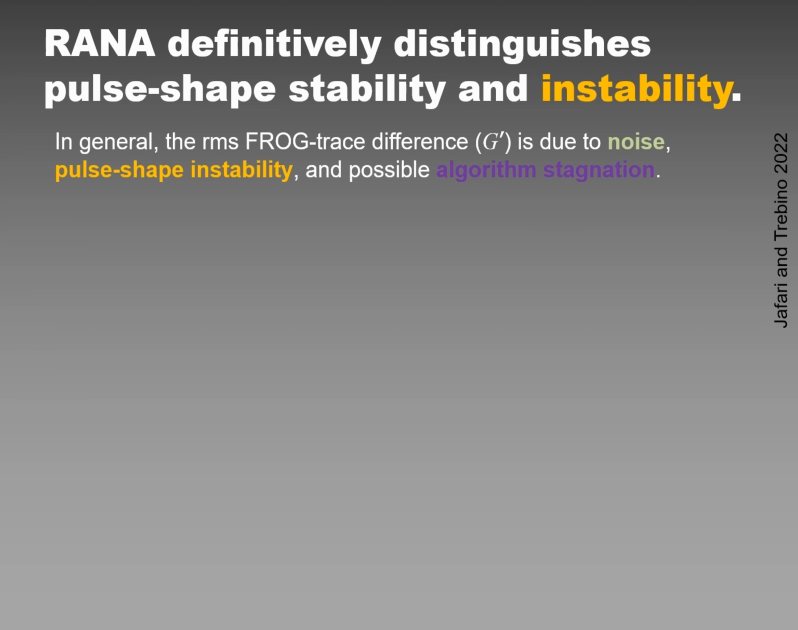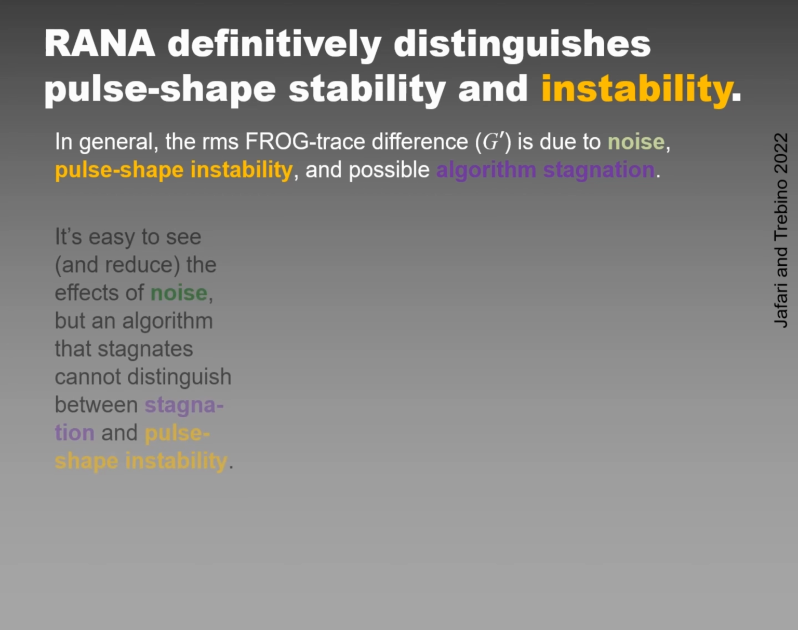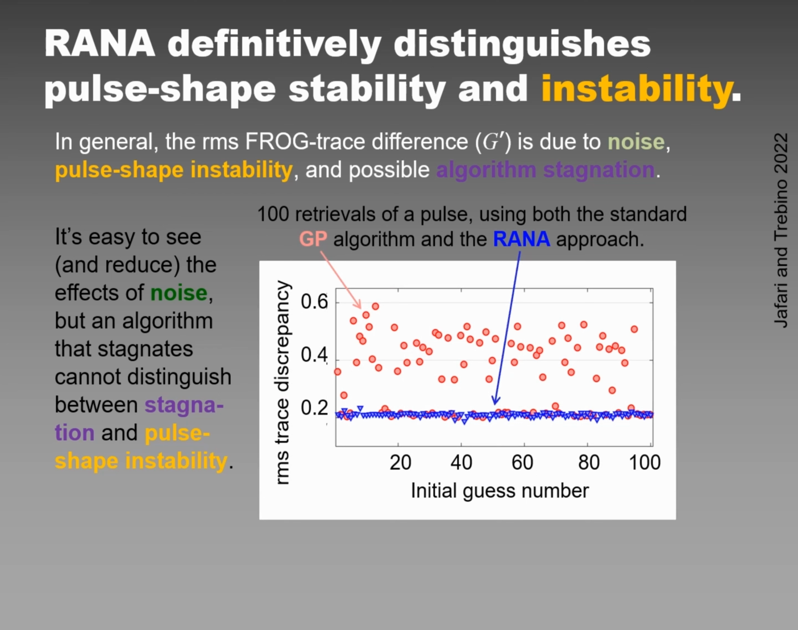Indeed, a large value of G' is in general due to noise, pulse shape instability, and possible algorithm stagnation. The good news is that it's easy to see and even mostly eliminate the effects of random noise in FROG. But as I mentioned, trace discrepancies due to stagnation are very difficult to distinguish from those due to pulse shape instability. So here we've plotted G' values for 100 runs for a simulated SHG FROG trace of an unstable pulse train, and with 4% additive trace noise.